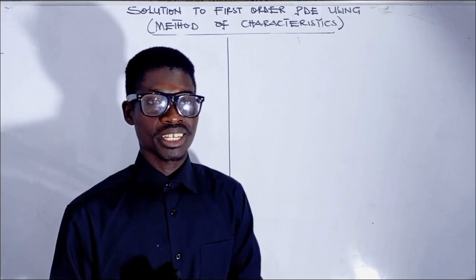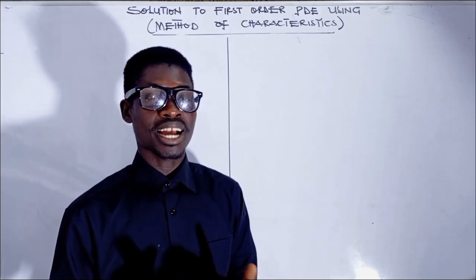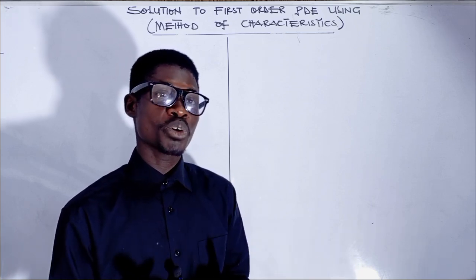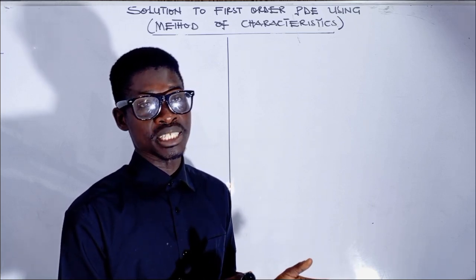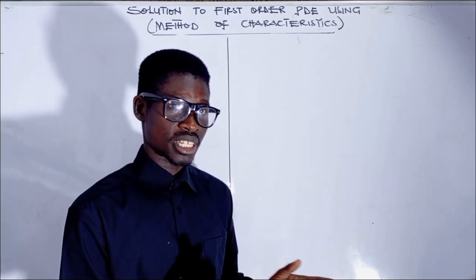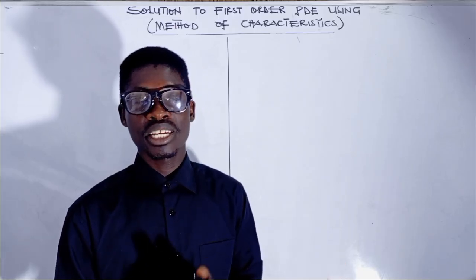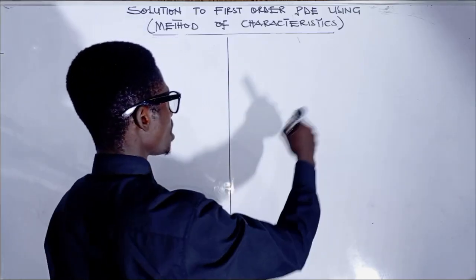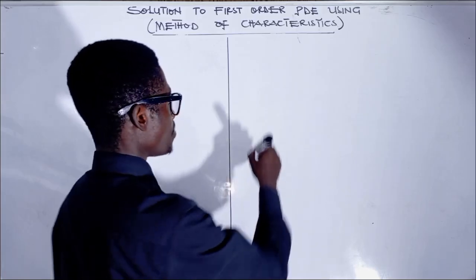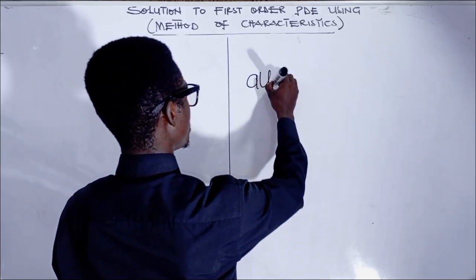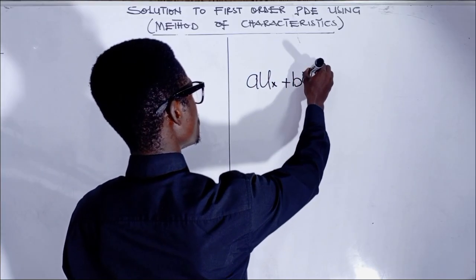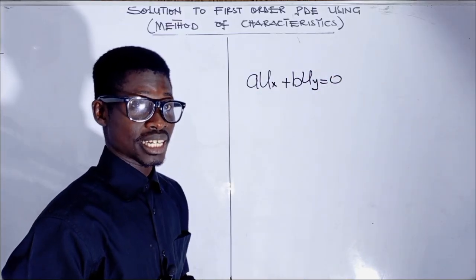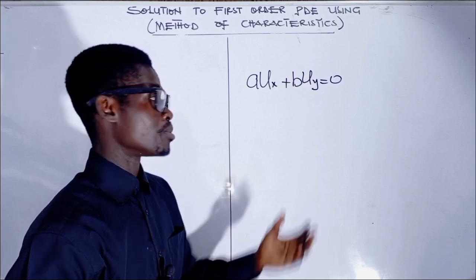So let's get started. In our previous lesson, we discussed how we can use the directional derivative approach to solve a first-order linear homogeneous PDE with constant coefficient. So we discussed something of this form. We said that when you have a PDE of this form, aux plus buy is equal to 0, where a and b are constants, then we can make use of what? The directional derivative approach to solve this.